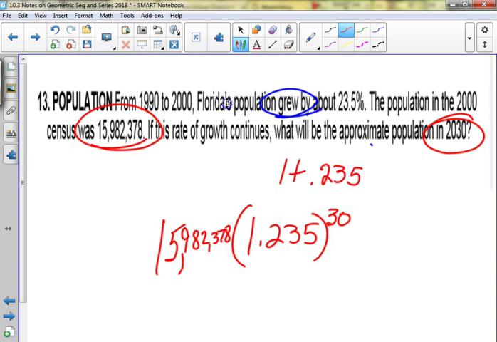That was using it to predict, yes. So if it continued to grow at that rate beyond there, what would happen? Yeah, I was kind of confused too.